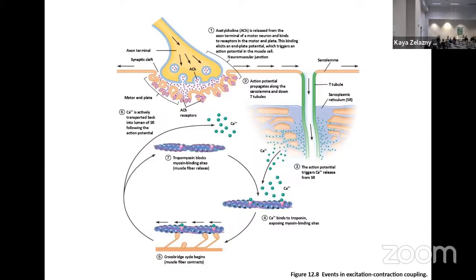So when the calcium is gone, we don't have calcium sitting on that troponin, we go back to our original state. So there's no calcium here on the troponin, which means that our tropomyosin is covering those myosin binding sites. No cross-bridge cycling possible because the spot for that connection is now blocked.